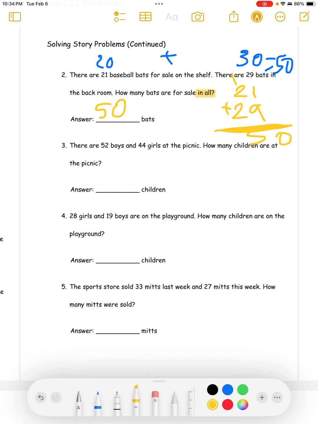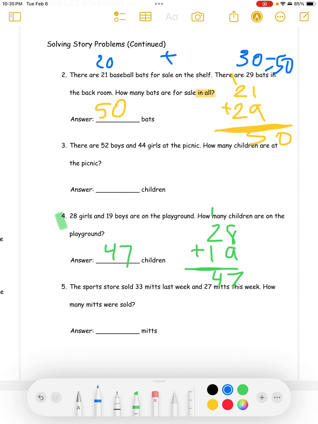And now let's jump to question number 4. Let me read it for us. It says 28 girls and 19 boys are on the playground. How many children are on the playground? They're asking for all the children, so we will add 28 plus 19. 9 plus 8 equals 17. Carry the 1 over to the tens place. 1 plus 2 plus 1 equals 4. So we will write down 4 at our tens place, and our answer is 47 children.